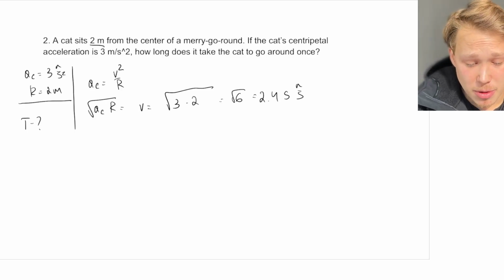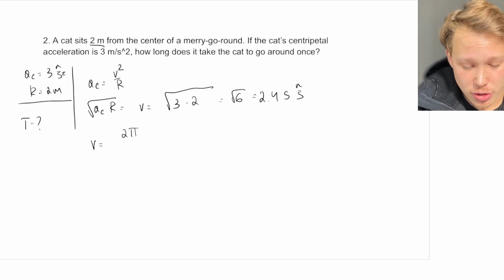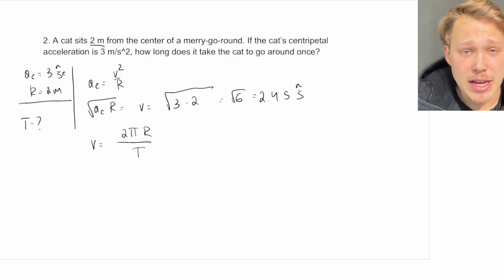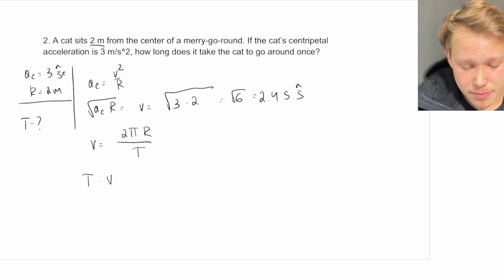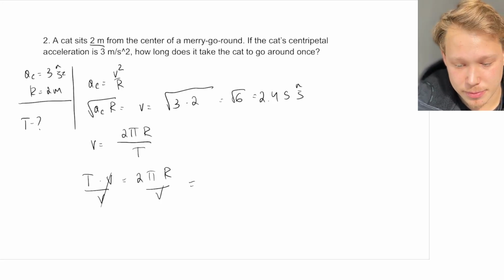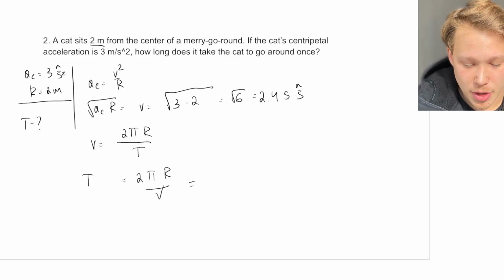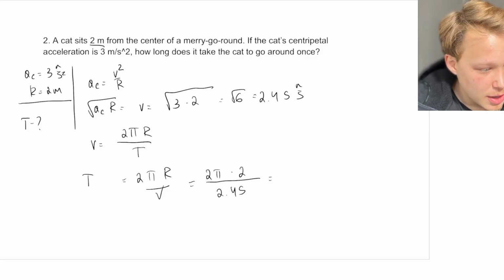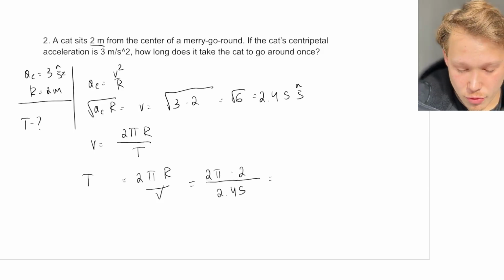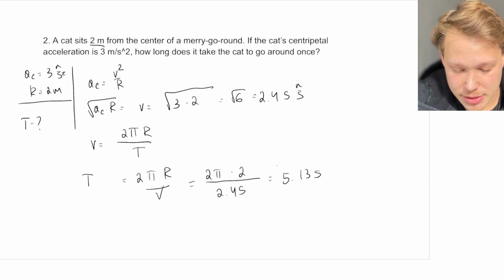Just like in the previous problem, I will pull up the new equation that we learned. But now I'll rearrange it for the period. So I'll multiply both sides by T and divide both sides by velocity, because I just want to isolate the period. So let's plug this in: 2 pi times 2 meters divided by the velocity, which is going to be 2.45. And we get an answer that is equal to 5.13 seconds.